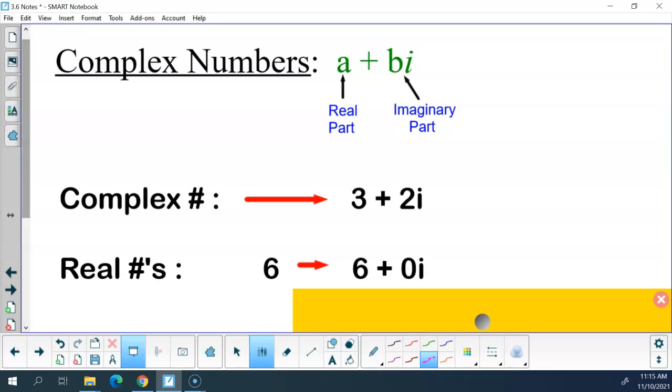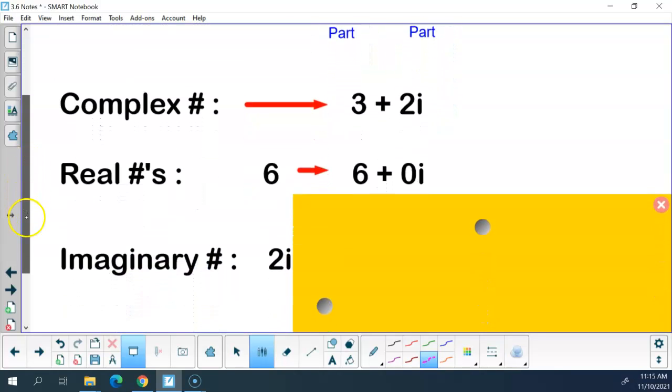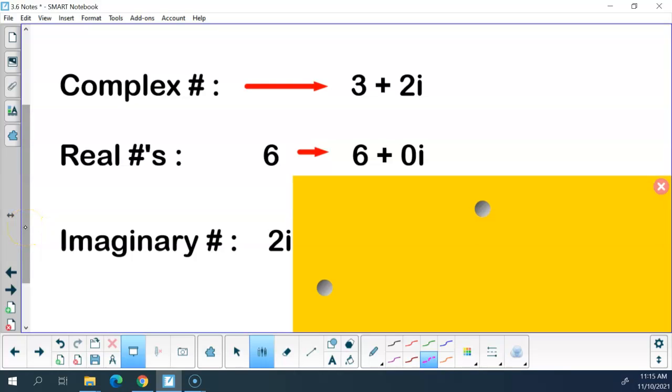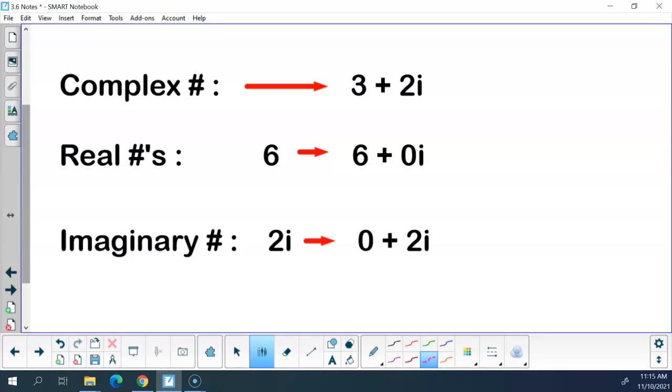I can take any imaginary number, like let's say 2i, and I can make that be a complex number by saying that that's 0 plus 2i. So really, if you just have 7i, 7i is an imaginary number. 0 plus 7i is a complex number. They're the exact same thing, it's just written in a different form.